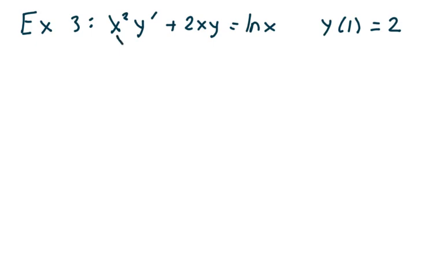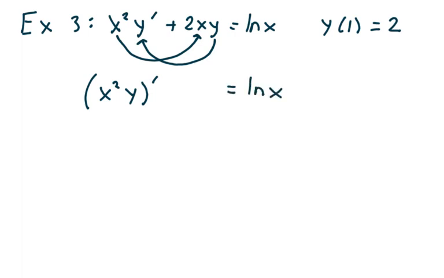Notice how the derivative of x squared is equal to 2x, and the derivative of y is y prime. So we're already perfectly set up. We could write this as the derivative of x squared times y. It's perfectly made for that. And then on the other side, we get natural log of x. So x squared times y is the integral of natural log of x dx.